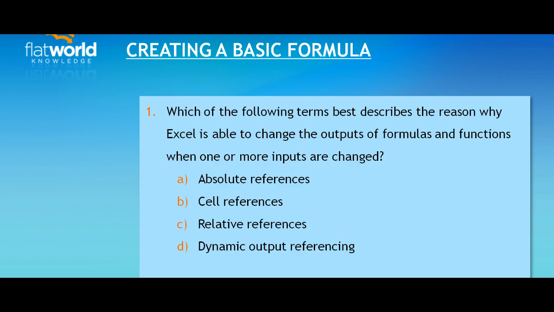So, what do you think? Which of the following terms best describes the reason why Excel is able to change the outputs of a formula and the functions when one or more inputs are changed? Which term do you think is best? Is it absolute references? Is it cell references? Is it relative references? Is it dynamic output referencing? I think it's going to be relative referencing. What do you think?